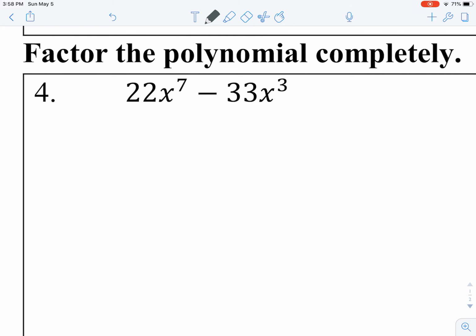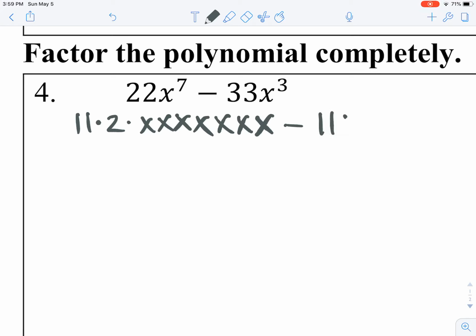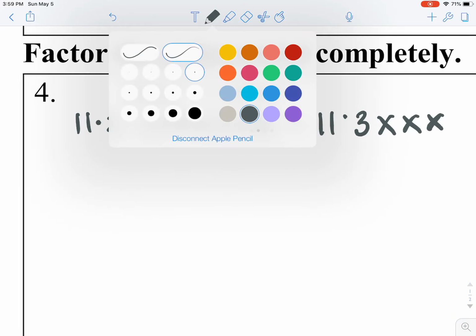So what I'm going to do is write this out as 11 times 2 times x. I'm going to draw all 7 of these out. I'm going to try to make it really visual for you. And then I'm going to do 11 times 3, and then all 3 x's. The greatest common factor is going to be what these have in common.